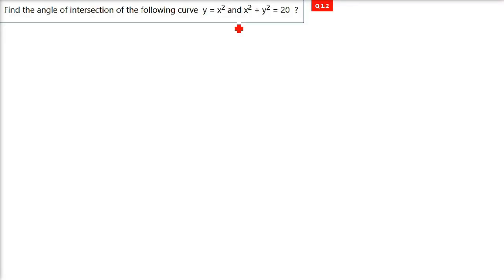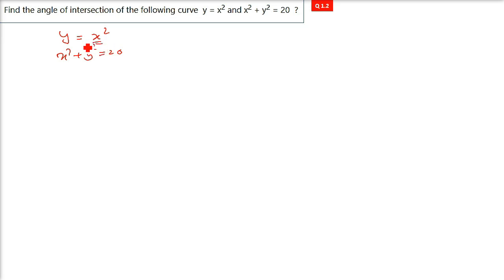The second question is y is equal to x square and x square plus y square equals 20. First we have to find out the intersection points. There are two curves, so there will be intersection points. Just combine these two and try to find out the values of x and y here.